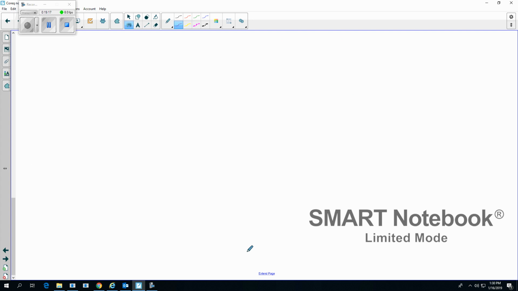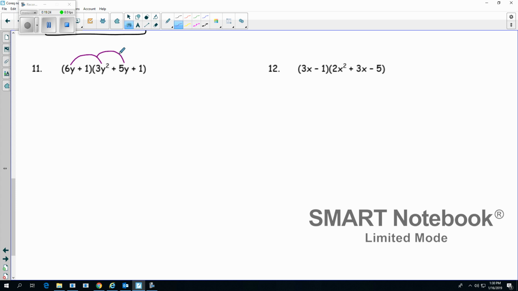All right, let me get a little extra space. There we go. Okay, so here we're going to start by multiplying everything by 6y. So instead of just bumping up by a power, I'm also multiplying by 6. So on this first one, we're going to get 18y to the 3rd power. Then I'm going to get plus 30y squared. And then I'm going to get plus a 6y. So that's the first part.